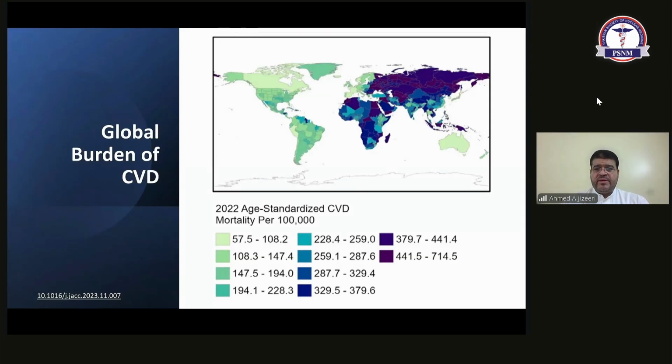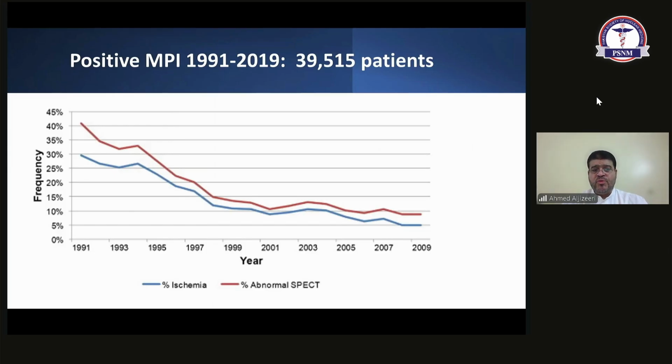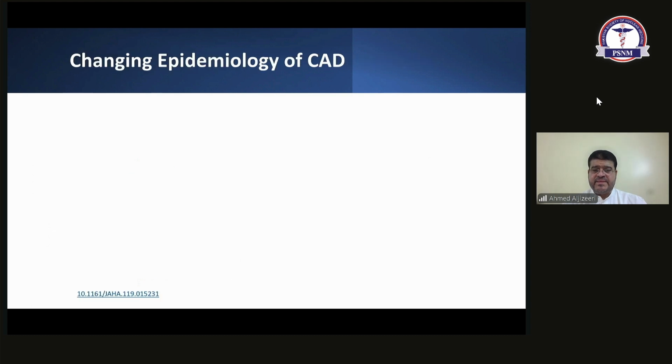Now, as we all know, the leading cause of death in our areas, probably similar to Saudi and Pakistan, is cardiovascular disease. We share the same color, as you can see, and we are among the highest countries in cardiovascular mortality. Interestingly, although the number of cases referred for myocardial perfusion imaging is the same, the number showing ischemia or abnormal SPECT is getting lower, despite the fact that we have higher incidence of diabetes, dyslipidemia, metabolic syndrome, and obesity.